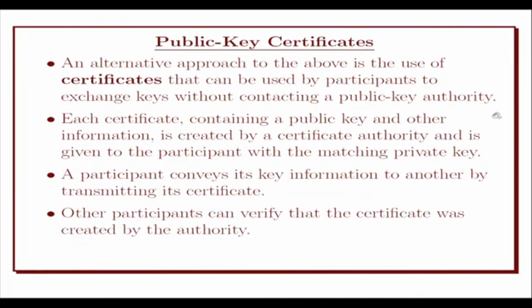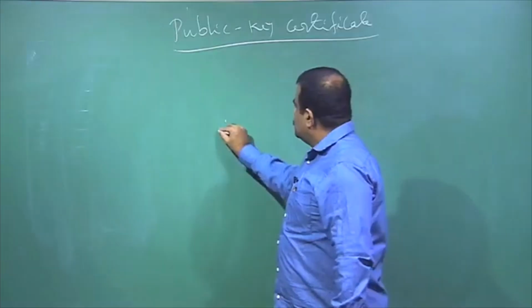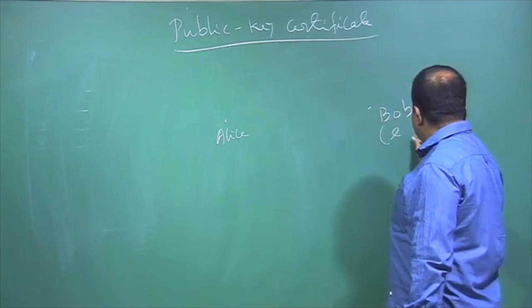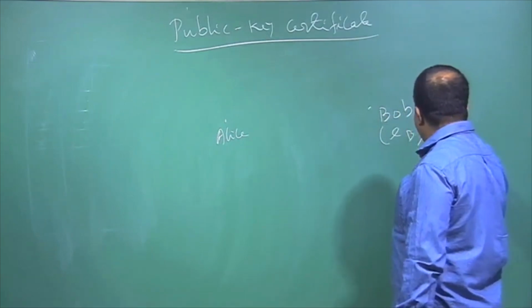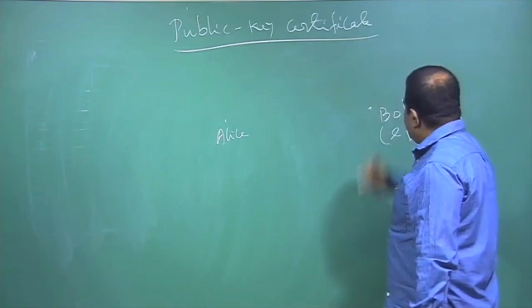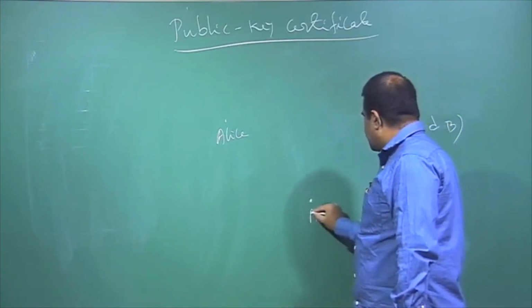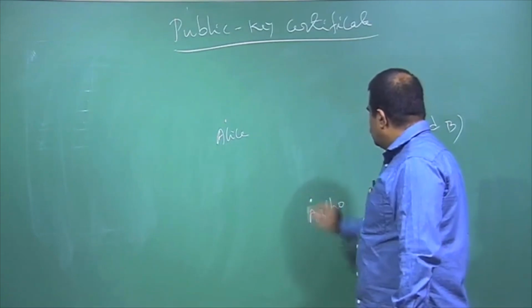The trusted party, the public key authority, will issue the certificate, and each certificate contains a public key and other information like a timestamp, created by a certified authority, and it is given to the participant with the matching private key. So, suppose Alice and Bob. Bob has this public key, private key pair, and there is a trusted party here, say the authority, who is giving the certificate.